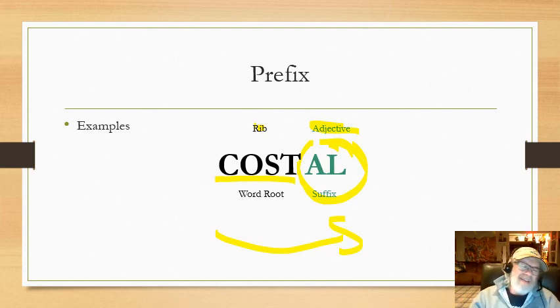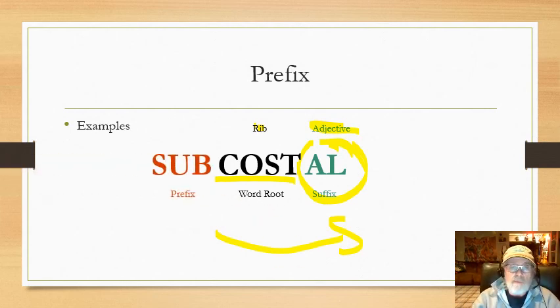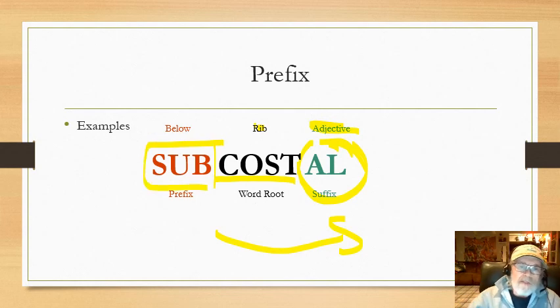But that could mean a lot of different things. So let's try to figure out what is pertaining to a rib. We could do that by adding a prefix. Here we add the prefix sub. Sub means below. So if something is subcostal, it's something below the rib. If I feel the lower edge of my ribs where the chest meets the abdomen, that's called the subcostal margin. The subcostal region would be the portion of the abdomen just below the ribs. So sub means below. Now I've taken costal, pertaining to rib, and made it much more specific by adding the prefix sub before the beginning of it.